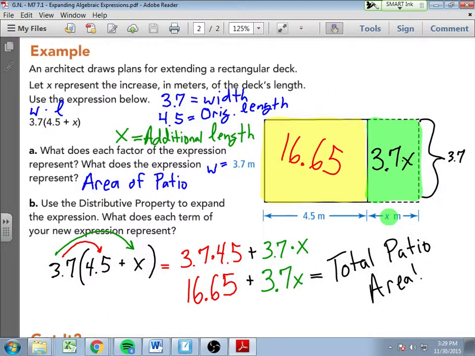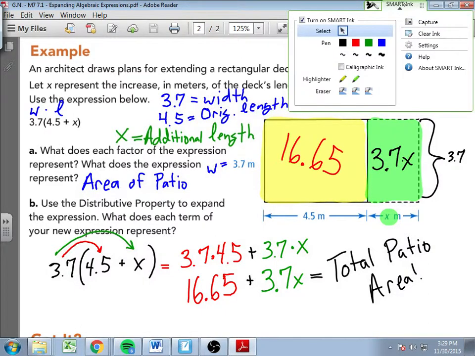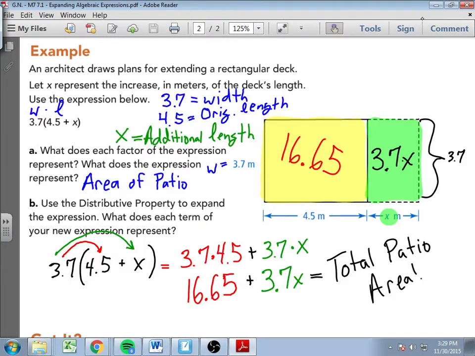Questions? A few problems on your homework give you a situation like something being on sale or something being added with something, and in the situation you have to figure out what those numbers or variables represent.